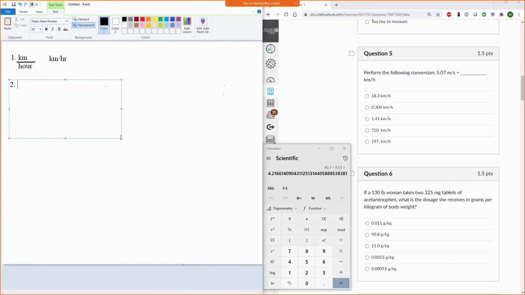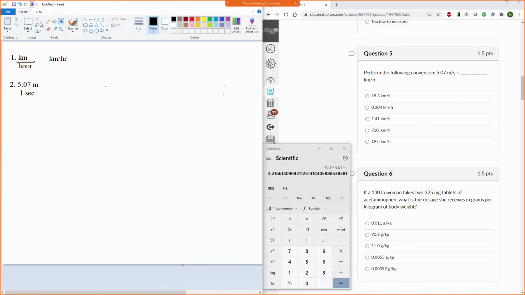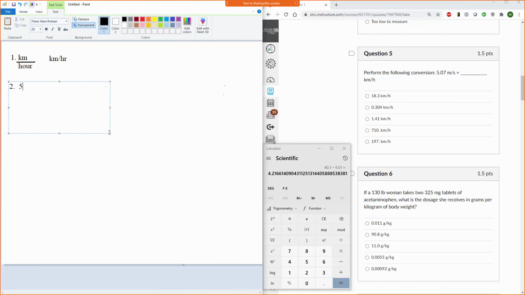Okay, step 2, we're going to list everything else they give us that might be helpful for this. What do you see? What are we given? Yeah, we have 5.07 meters per 1 second. And again, they say meters per second, but I'm gonna do it this way. I'm gonna say 5.07 meters is equal to 1 second.